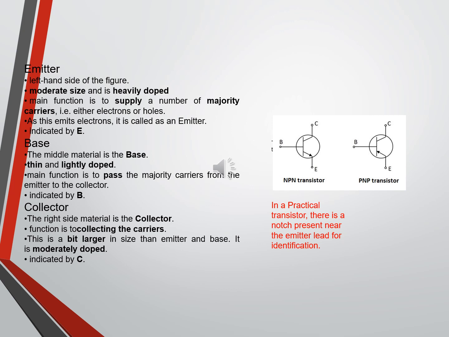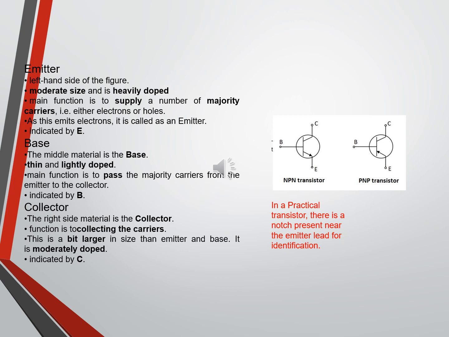The last one is the collector. The collector is the right side material, and its function is to collect the carriers from the emitter through the base. It is a bit larger in size than the emitter and base. And what about the doping condition? It is moderately doped and is indicated by the notation C.